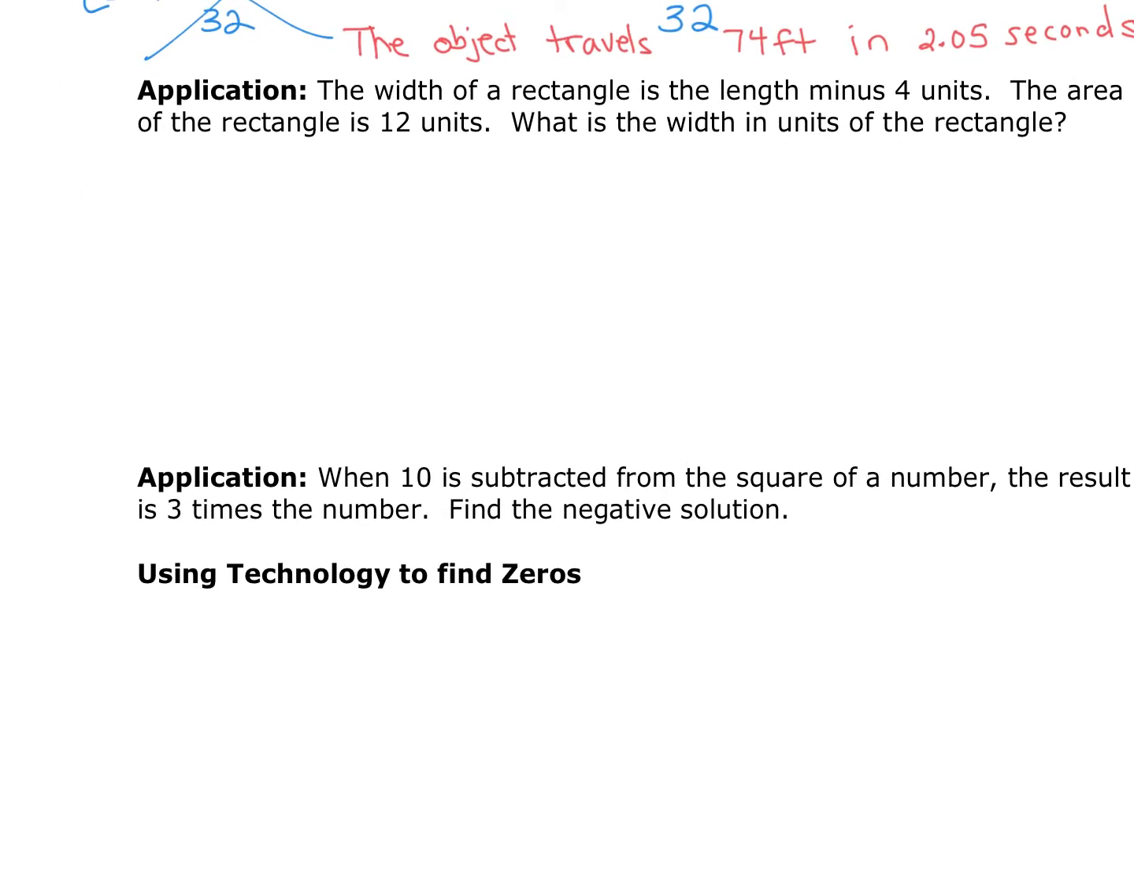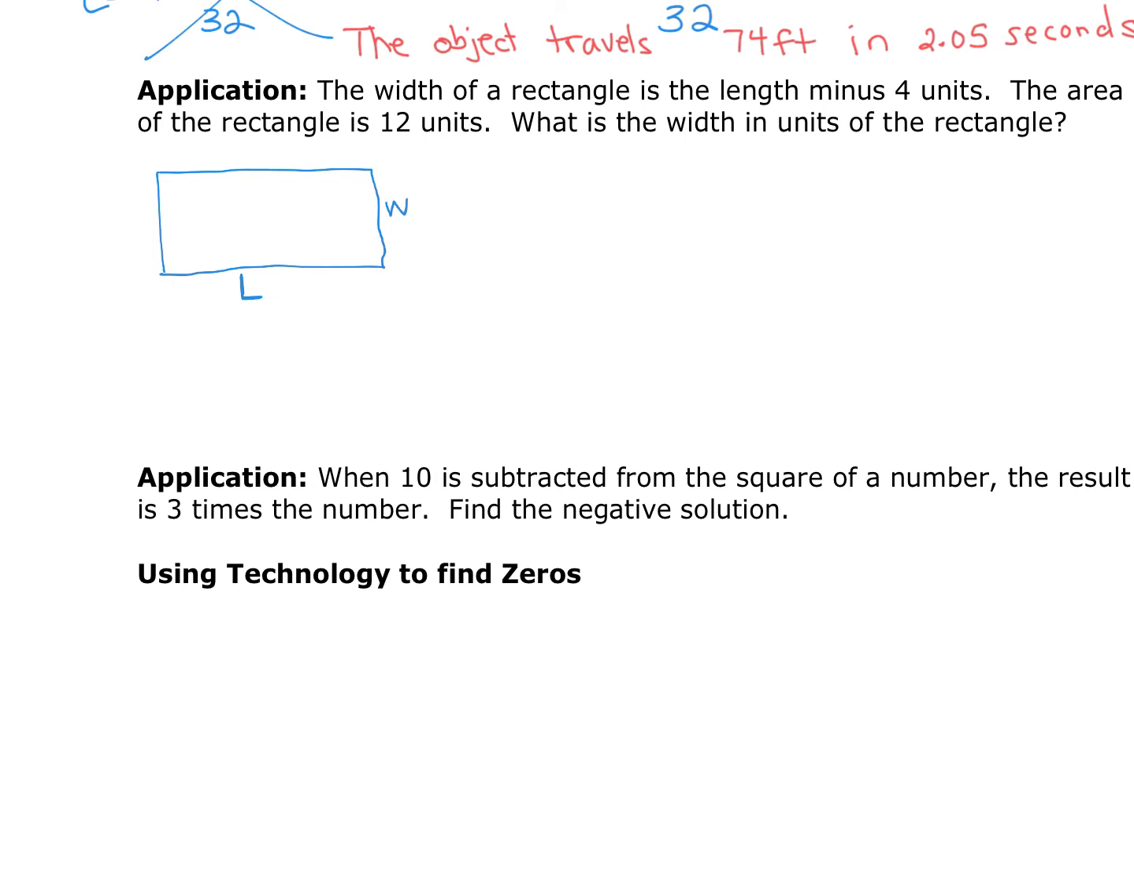Our next example here is another rectangle. In this particular case, we have the width of a rectangle is the length minus 4 units. The area of the rectangle is 12 units. What is the width in units of the rectangle? So again, I'm going to write a rectangle here, and I'm going to say this is my length and this is my width.